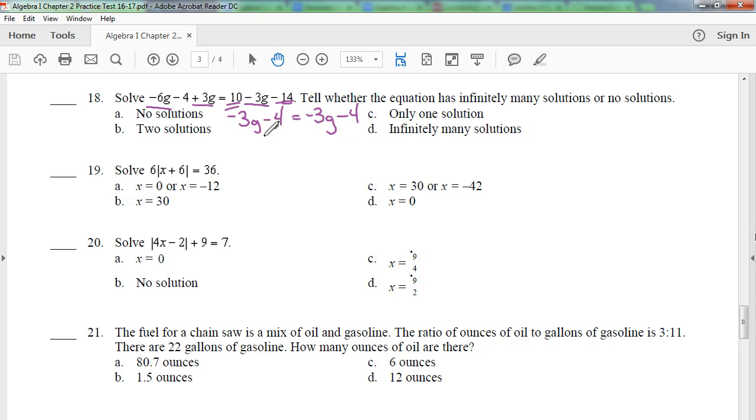Now, in my classes, we talked about how when we got to a part in solving the equation where the two sides looked identical, what we have here is a true statement or an identity. And anytime we have an identity, we have infinitely many solutions, because any value we plug in for g is going to make the same value on both sides of this equation. So we have infinitely many solutions. That is option D.